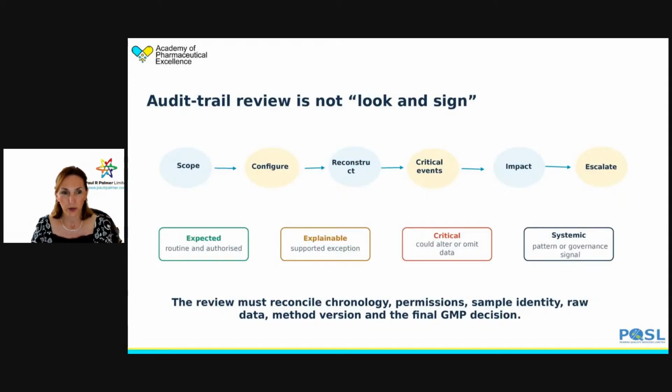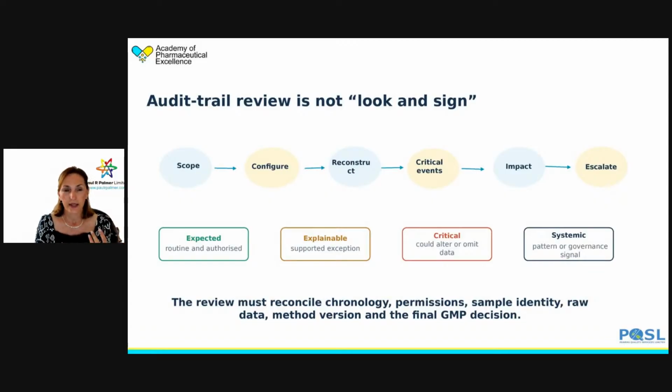Then you've got the reconstruction or the chronology. You compare electronic events with the worksheet, the logbooks, instrument use, and deviations. Is the sequence that we see physically and procedurally possible? They will look at critical events such as deletions, reprocessing, aborted runs, sample ID changes, or method changes, and any changes to privileges.